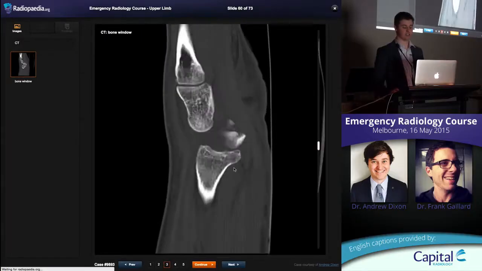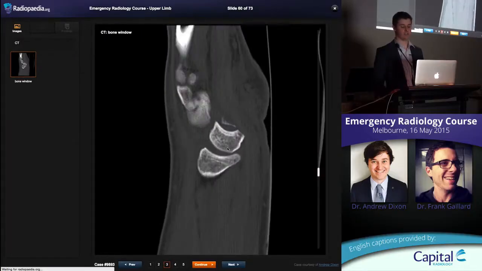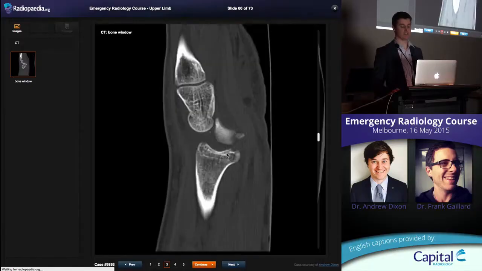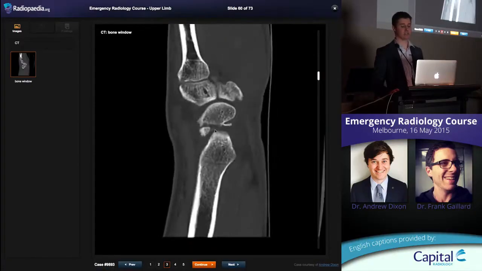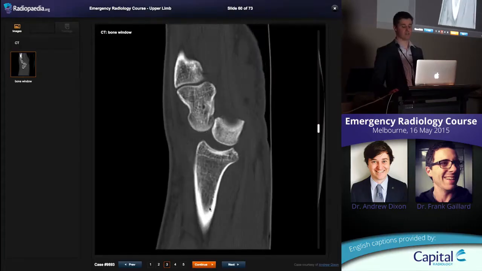That's a CT just demonstrating exactly what you see on the plain film. Lunate still articulating with the distal radial articular surface, capitate sitting way out the back, big displaced fracture through the waist of the scaphoid.